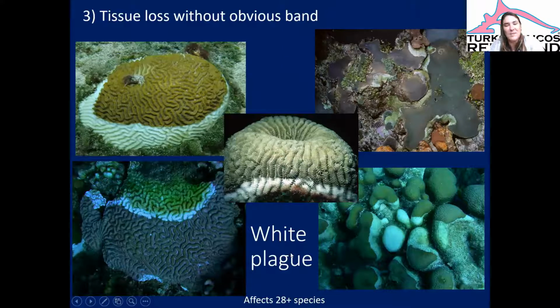White plague affects over 28 species and tends to work its way across corals again in bands that look very, very remarkably similar to SCTLD. One thing that's different though is that with SCTLD, you'll more often than not have several lesions showing up on the same colony, and also the spread of this disease that we're currently facing seems to be faster and more voracious than that of white plague.